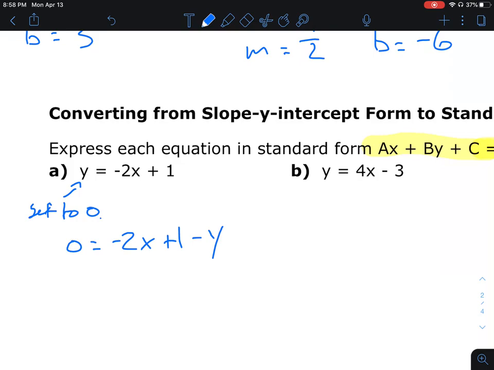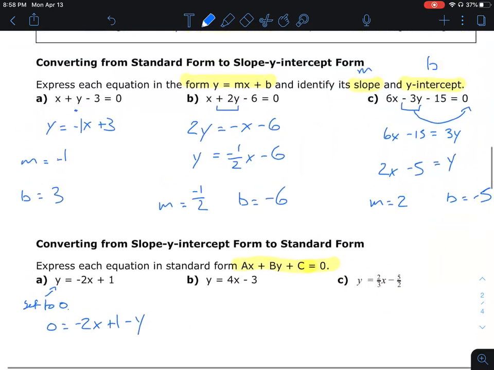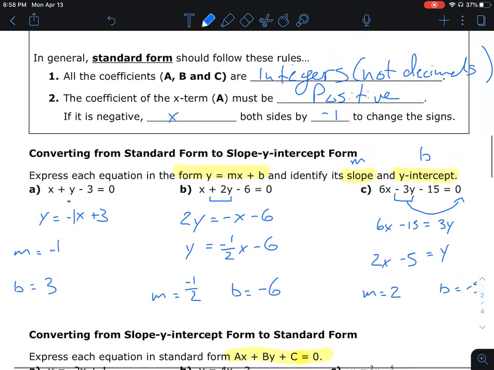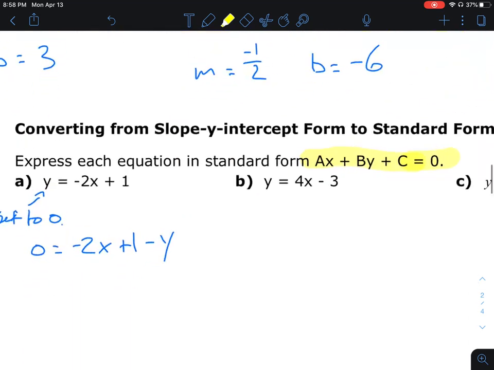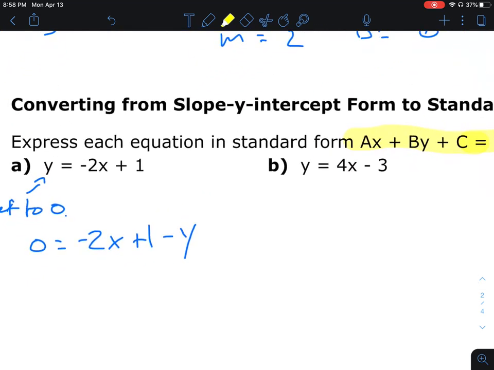Oh, hang on a second. I think I need to check my rules. And here it is. The coefficient of the x term must be positive. So, is the coefficient of my first term, the x term, positive? No. So I need to multiply everything by negative 1, or I flip the signs of every term. 2x minus 1 plus y.